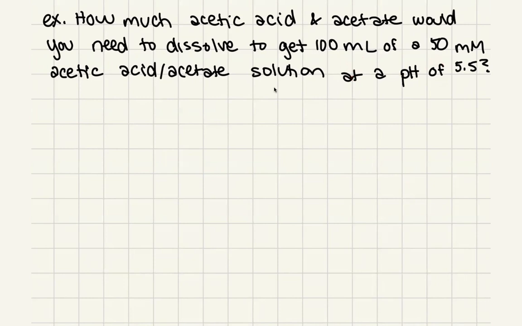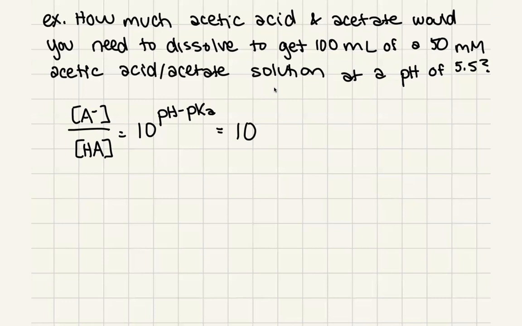In order to do this, we take our Henderson-Hasselbalch equation rearrangement, and we can say that the molar ratio, A minus over HA, is equal to 10 to the pH minus the pKa. So that's going to equal 10 to the 5.5 minus 4.8, which gives us 10 to the 0.7. If we plug it into our calculator, we get 5.0.